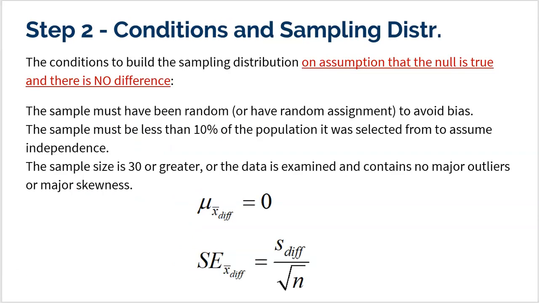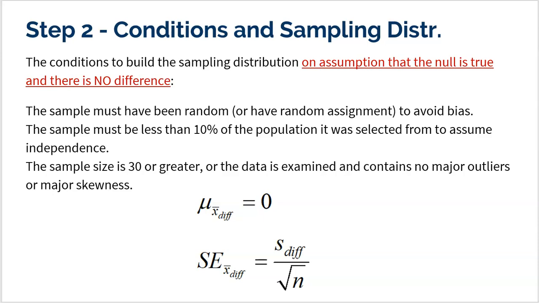All right, step 2 should sound pretty familiar. We're going to check those conditions, and we're going to build a sampling distribution on the assumption that the null hypothesis is true. So, of course, the sample must be random to avoid bias. Now, sometimes in an experiment, we do use volunteers, but there has to be random assignment, meaning what person in the pair gets treatment 1, which gets treatment 2. That has to be random, and that's still okay to meet that random condition.